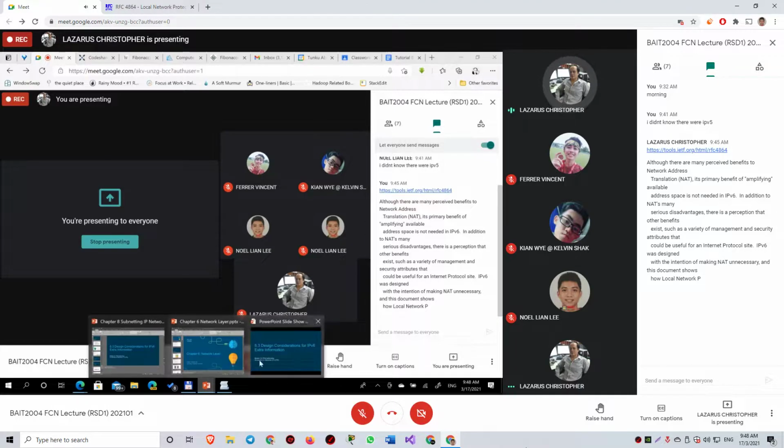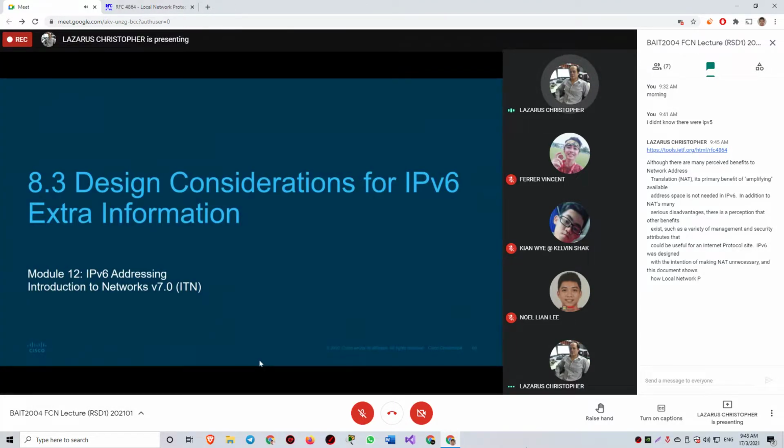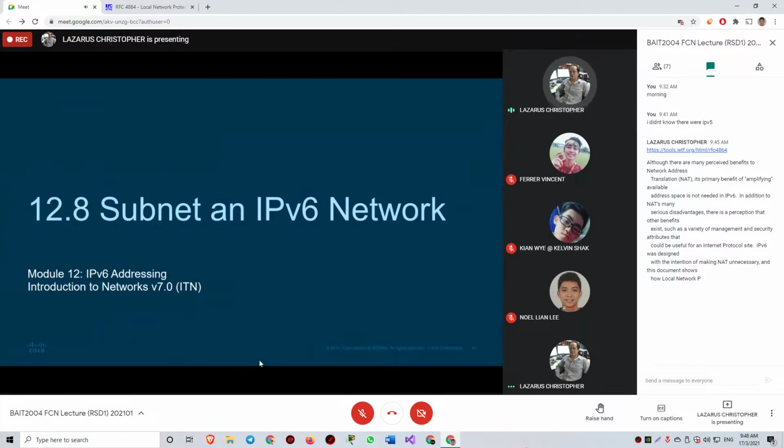And with that, I want to start our lecture this morning. Design considerations for IP version 6, in terms of subnetting. So bear in mind that we are not subnetting in an IP version 6 network because there is not enough address space, which is the main reason we do it in IP version 4. But we do still subnet in an IP version 6 network because of organization structure.